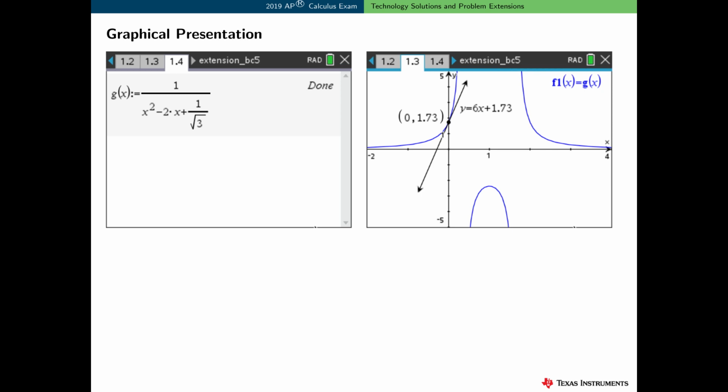I thought it might be nice to visualize this result using technology. I wanted to see a graph of f and this tangent line. So I defined a new function g in the family of f with k equal to 1 divided by the square root of 3. Then I graphed g in an appropriate window, and I added the tangent line to the graph of g at x equals 0. Note that the equation of the tangent line found by the TI-Nspire has slope 6. I think this is a good graphical confirmation that I found the correct value of k.